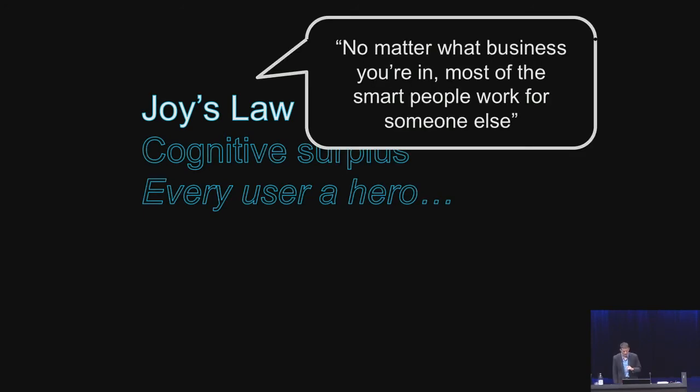First one, Joy's law. Bill Joy was the co-founder of Sun Microsystems, and he famously said, no matter what business you're in, most of the smart people work for someone else. That's a pretty bold statement. Try, Harry, do you say that in a staff meeting? It doesn't go over very well, does it? It's not a very popular thing to say, but think about it.